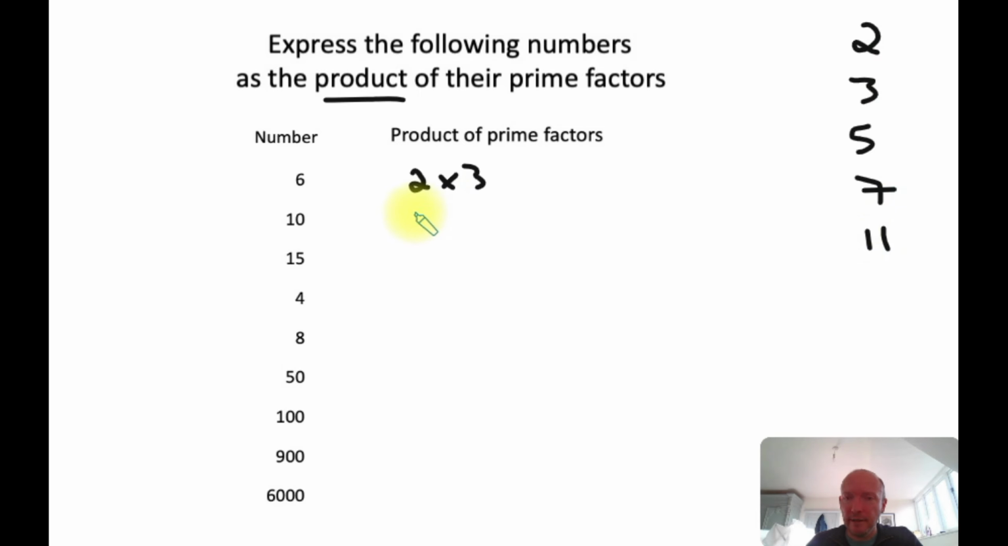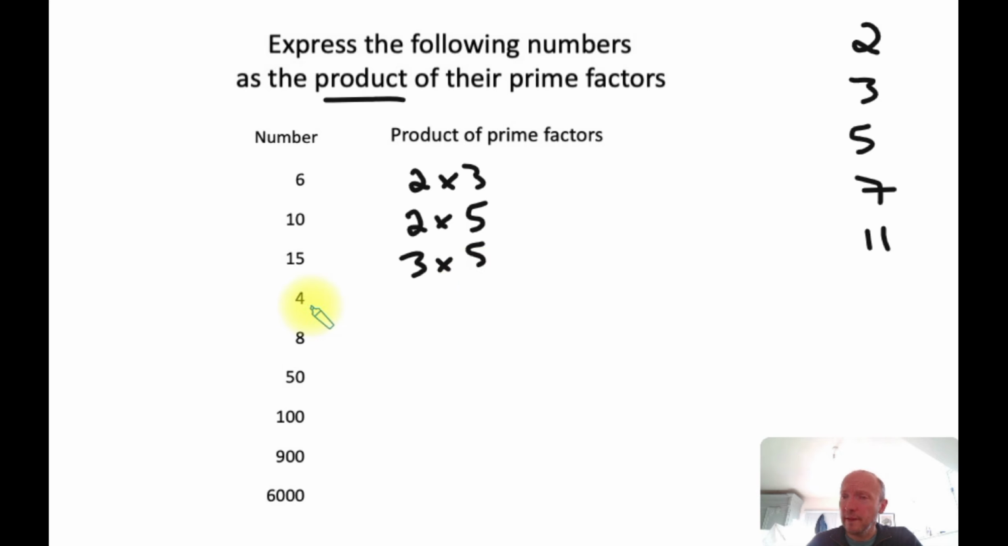Okay, well, a little bit of trial and error, or you might spot that 10 is just 2 times 5. So 10 can be written as 2 times 5. That's the product of its prime factors. What about 15? Well, again, have a look down the list here. Can we think of some numbers that multiply to make 15? Okay, well, I think in this case we would have 3 times 5. 3 times 5 makes 15. So 15 expressed as the product of its prime factors is just 3 times 5.